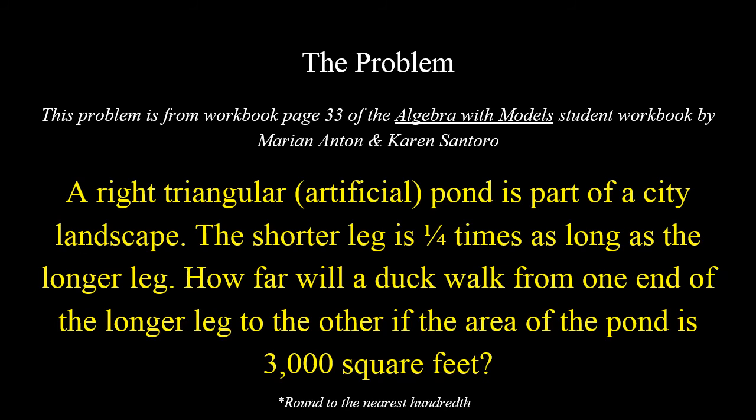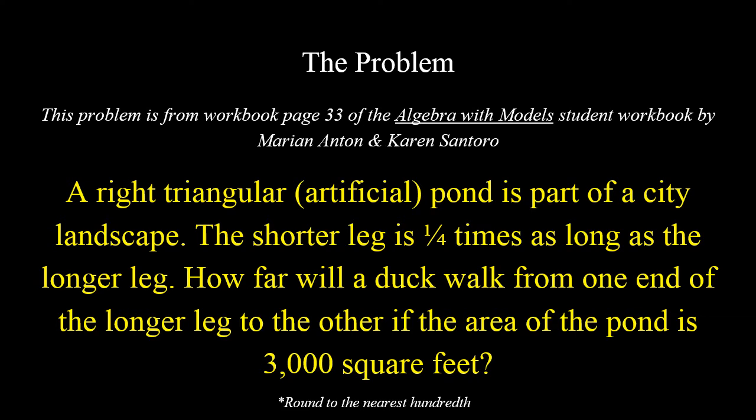Today, our problem is coming from page 33 of our Algebra with Models student workbook by Marian Anton and Kieran Santoro. This is the workbook that we use in class every day. Let's read it. A right triangular artificial pond is part of a city landscape. The shorter leg is 1/4 times as long as the longer leg. How far will a duck walk from one end of the longer leg to the other if the area of the pond is 3,000 square feet? And notice it says at the bottom, round to the nearest hundredth.